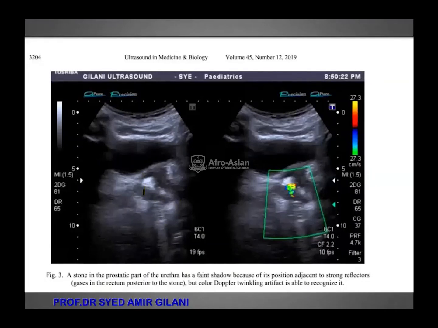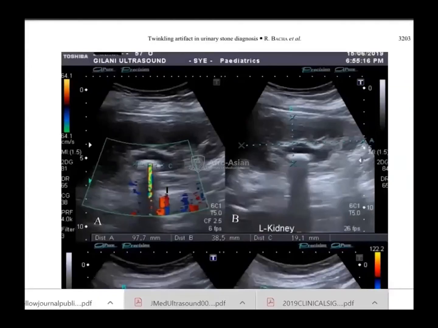but no shadowing. So in such cases, the power Doppler, the color Doppler can help you, because you will get mixing of color, the color aliasing, because of the vibration, because of the movement of the stone. There is another stone in the kidney, and you can see the twinkling sign.